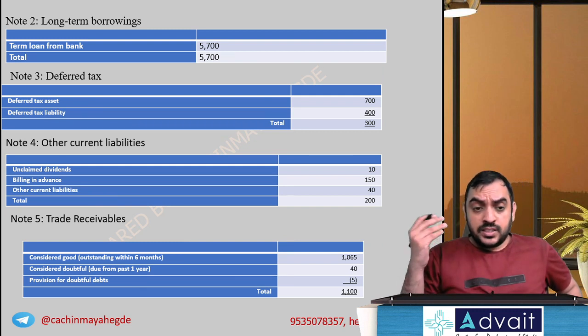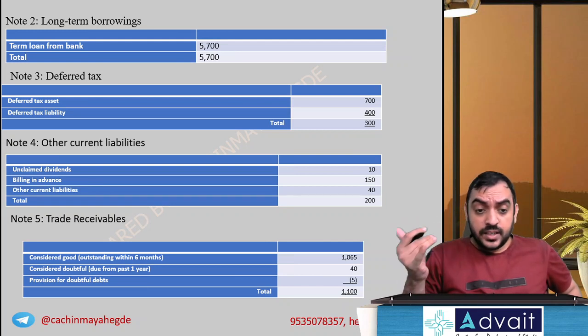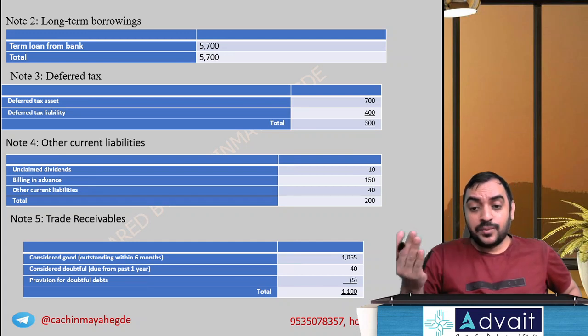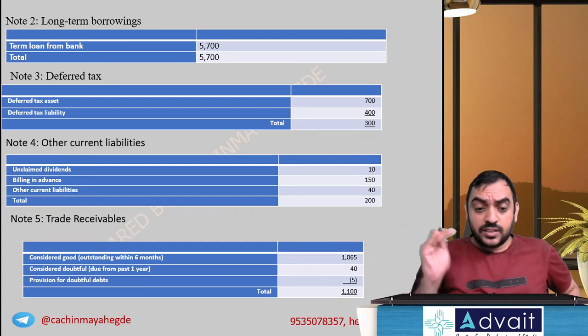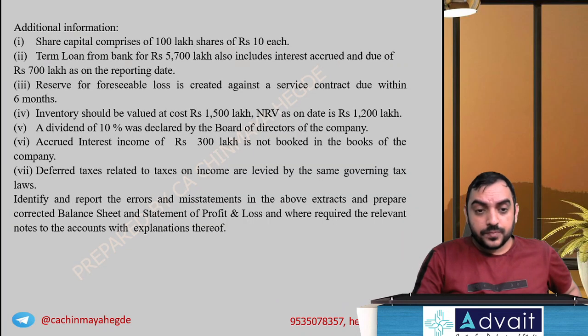Long term borrowings, term loan from bank, total. Deferred tax asset, deferred tax liability. Other current liability: unclaimed dividends, billing in advance. Trade receivable considered good, outstanding within 6 months. Considered doubtful, due from past 1 year. Provision for doubtful debts, total.